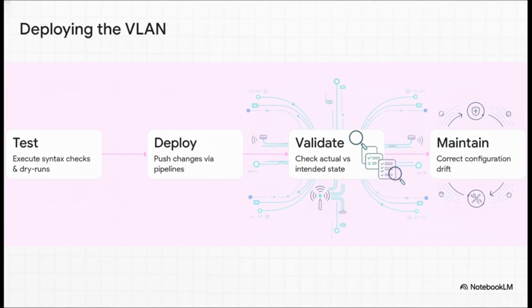Next, step 7, we validate. We check the actual state of the physical network against what we intended in our code. And finally, step 8, we maintain. We continuously monitor everything to correct any configuration drift. This right here is exactly how that humble VLAN successfully becomes an active, monitored entity on your network.